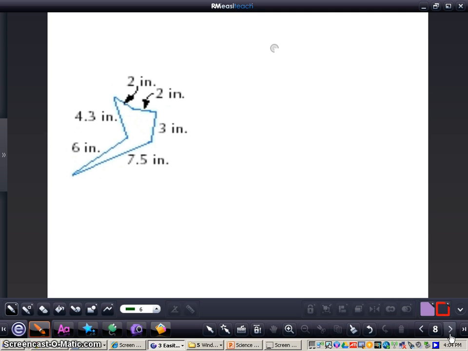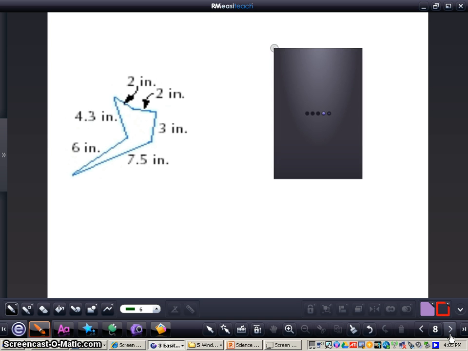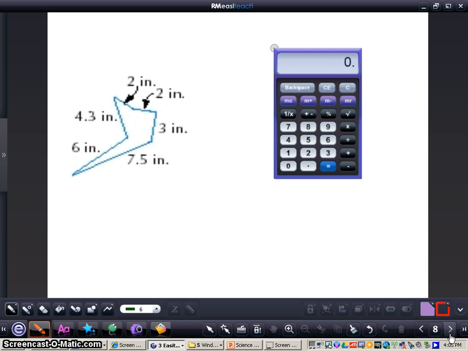Okay, now what I want you to do with this problem is just press pause, and I want you to work this problem out all by yourself. Then when you're finished with this, press play and I'll have the correct answer for you. One thing that you need to remember, this is 4.3 inches, okay, and 7.5 inches. Do not forget to write those as decimals. Okay, so I want you to pause the video right now.